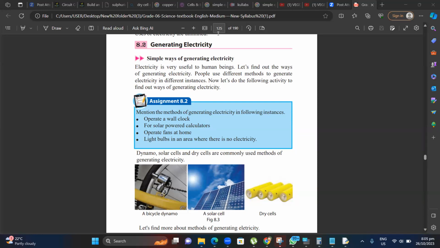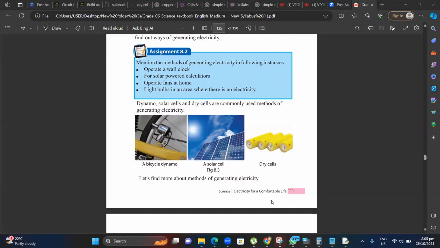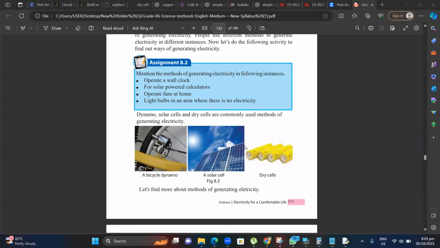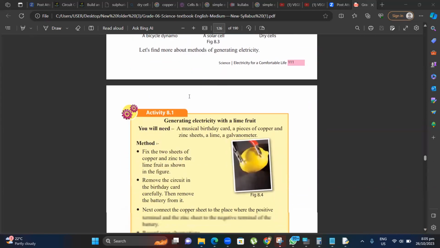The next thing is solar, that is directly using sunlight, that is converted. And dry cells and other cells are converted using chemical energy. Chemical energy is converted to electrical energy. Here the kinetic energy in the bicycle, here solar energy. Using these we make energy.